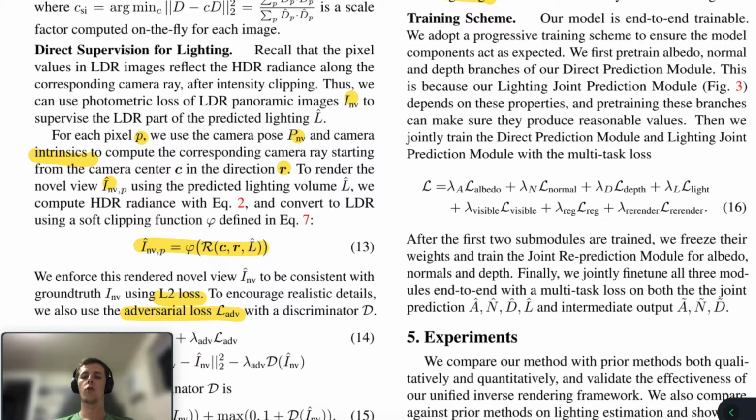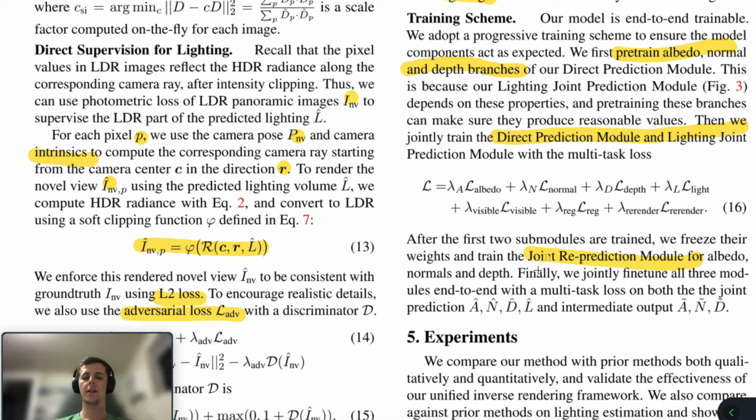For the training, they go step by step. They start by pre-training the albedo, normal, and depth branches, since they claim those need to be learned before the lighting prediction module can operate, because it depends on them. Second, they keep training these branches together with the lighting prediction model. And finally, once they are trained, they freeze their weights and train the reprediction model for albedo, normals, and depth.